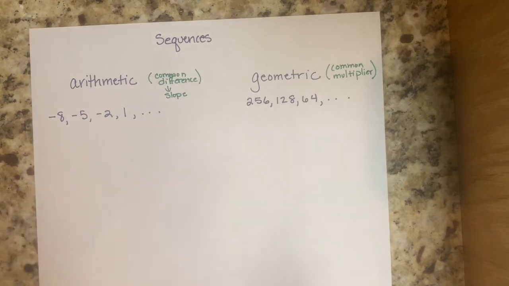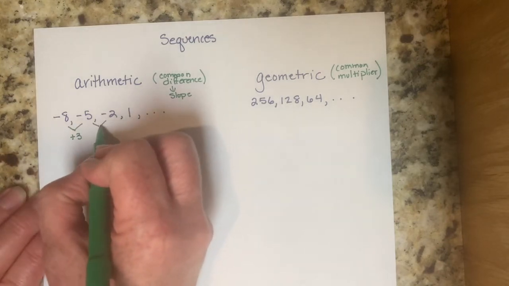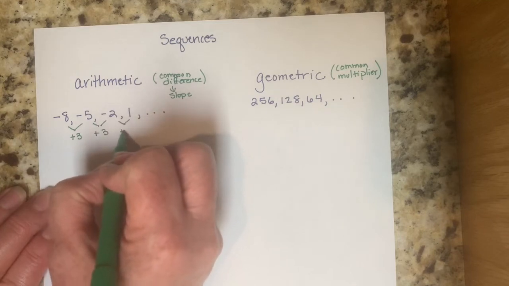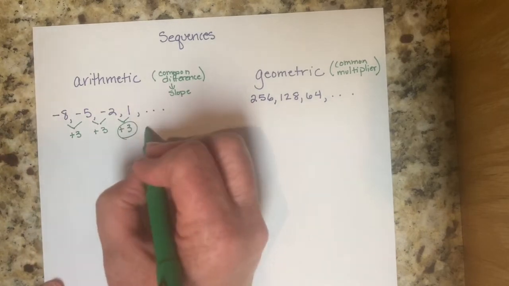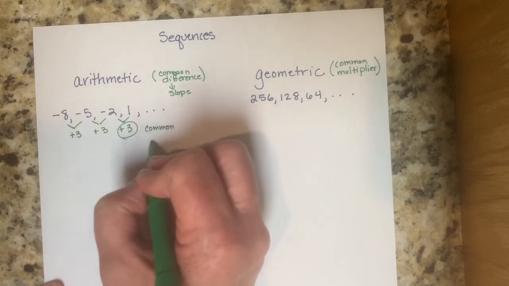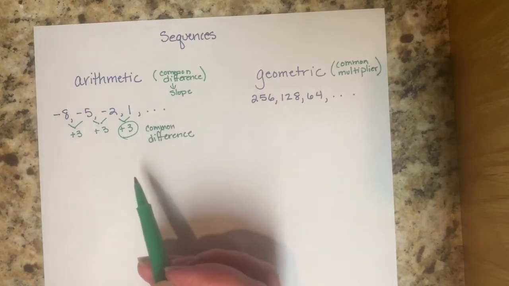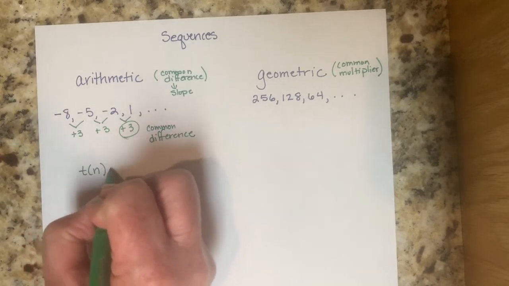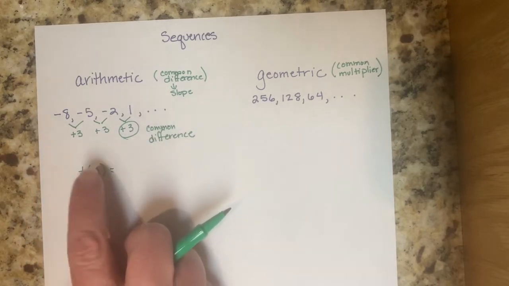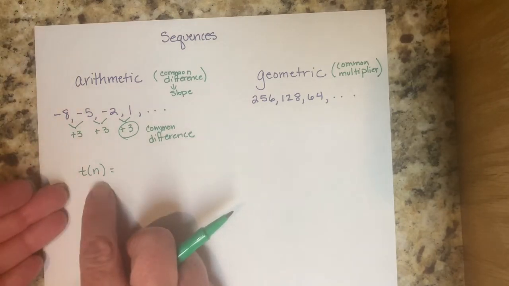As I'm looking at this arithmetic sequence, it goes from -8 to -5 to -2 to 1. What I'm noticing is I'm actually adding 3 every time to get to the next term. And that is really important because this is what we're going to call our common difference. And that is really important when we come to writing our equation, because our equation is always going to be t of n. Remember, we're using t of n because n is a natural number. We're never going to have a sequence term like 1.5. These are just going to be positive whole numbers only.